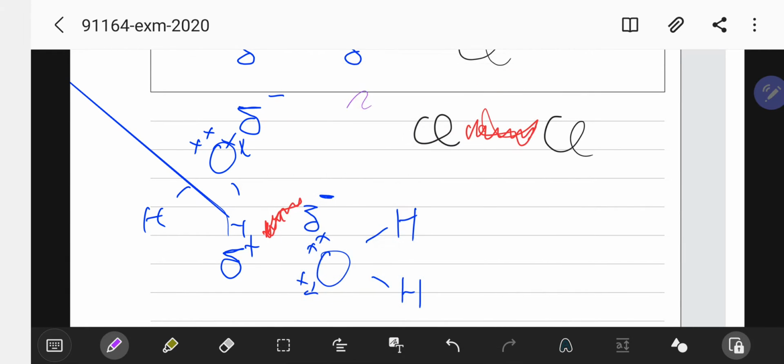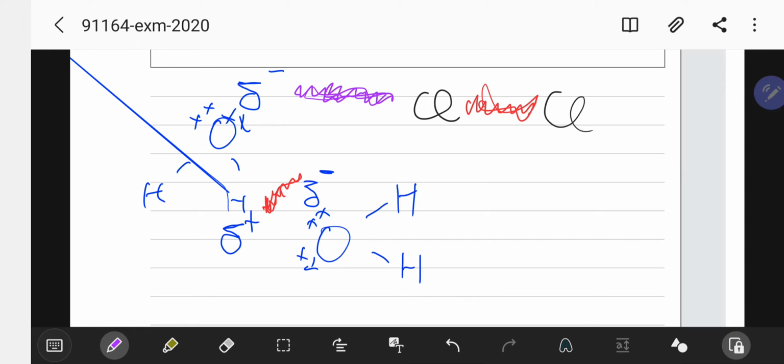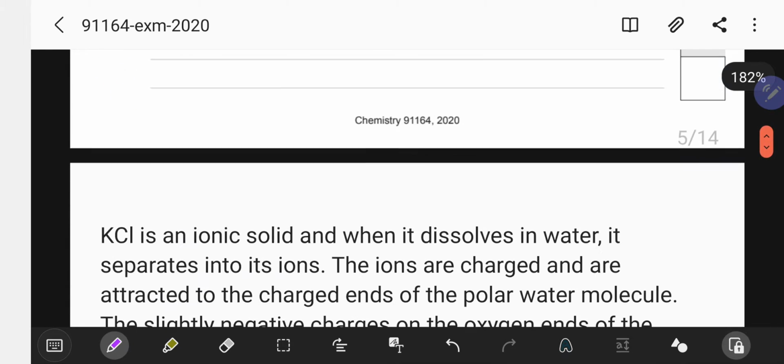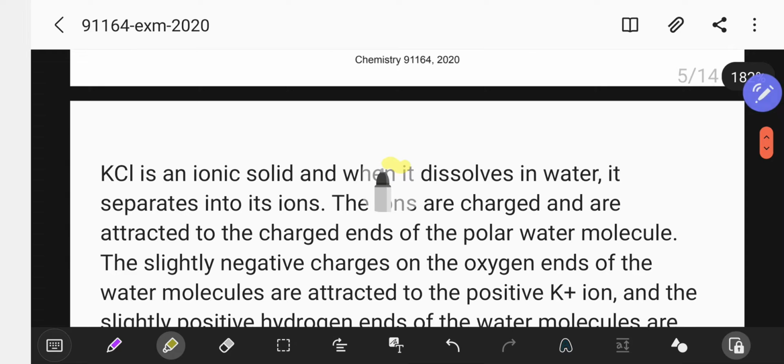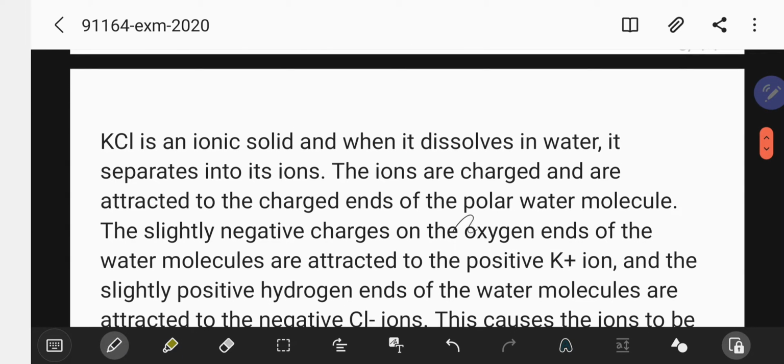So I'll just make it purple. This isn't strong enough. It's insufficient. So these are stronger. So these chlorines just want to stay together. And these water molecules just want to stay together, because the attractions between the chlorine and the water molecules aren't strong enough to overcome those existing bonds.